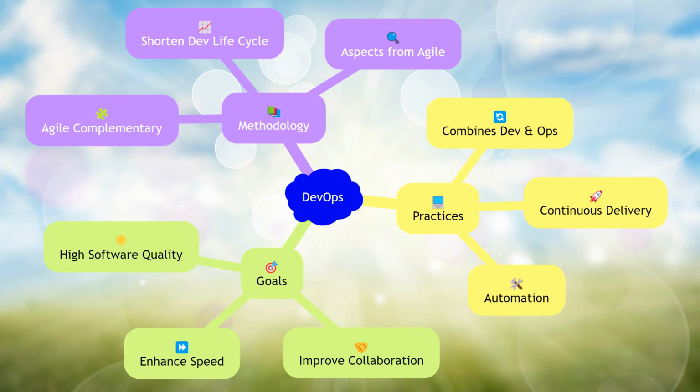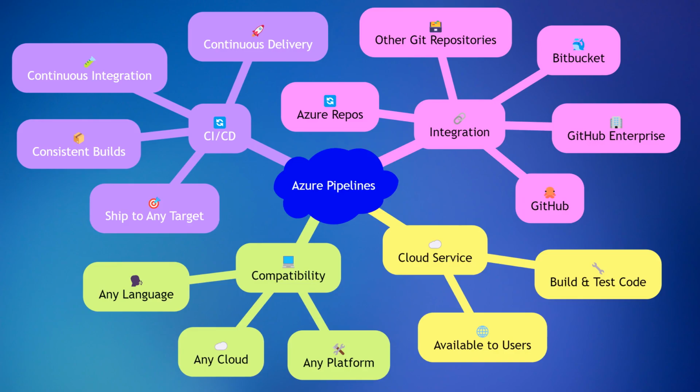The goal is to improve collaboration between development and operations teams, automate processes, and enhance the speed and quality of software delivery. Azure Pipelines is a cloud service that you can use to automatically build and test your code project and make it available to other users. It works with any language, platform, and cloud.